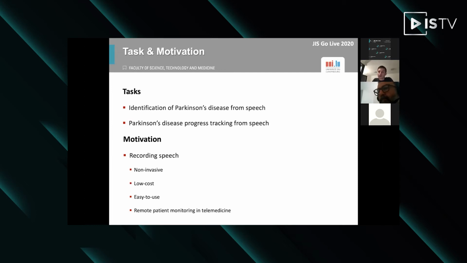The motivation comes from the fact that recording the speech is non-invasive, it's low cost, it's very easy to use, so patients can use it from their homes. So it's easily applicable for remote monitoring applications in telemedicine.